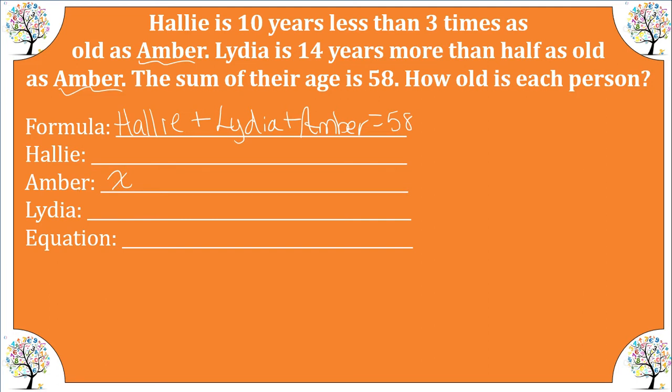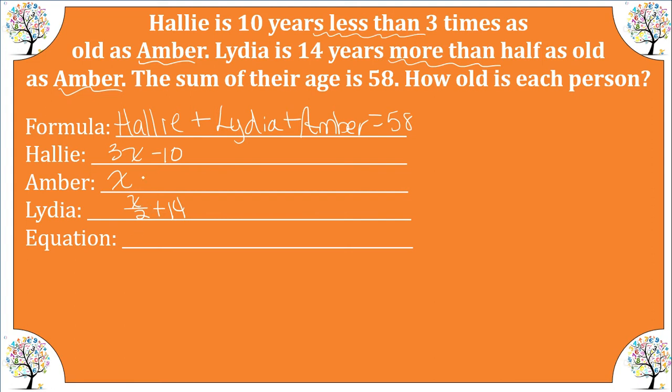So we're going to use X for Amber. We know nothing about Amber. Now, Hallie is 10 years less than, so we have a flip-flop, and this time it's going to be subtracting 3 times as old as Amber. So 3X minus 10 will be Hallie. Lydia is 14 years more than, so another flip-flop, and we're adding because it says more and not less. Half as old as Amber, so half of Amber, so we can say X divided by 2, or you could have had 1/2 times X.